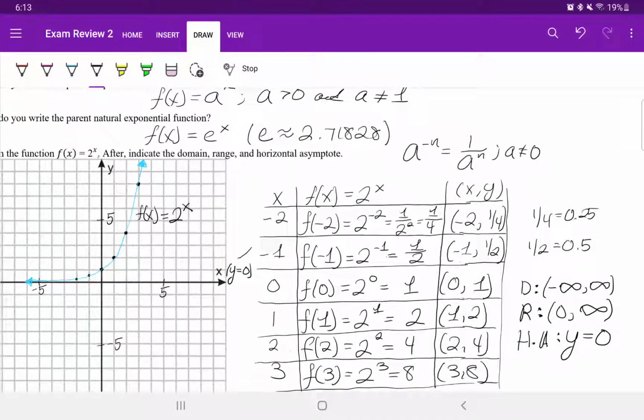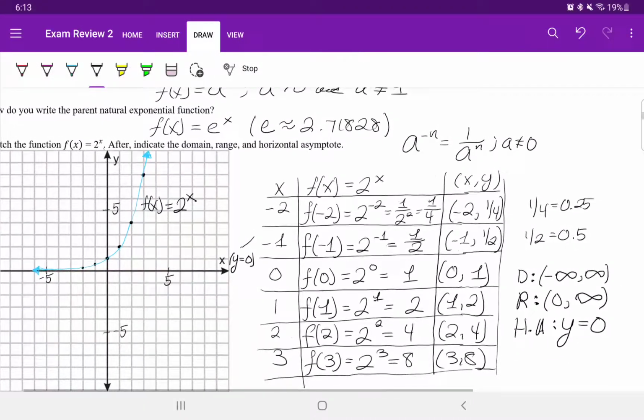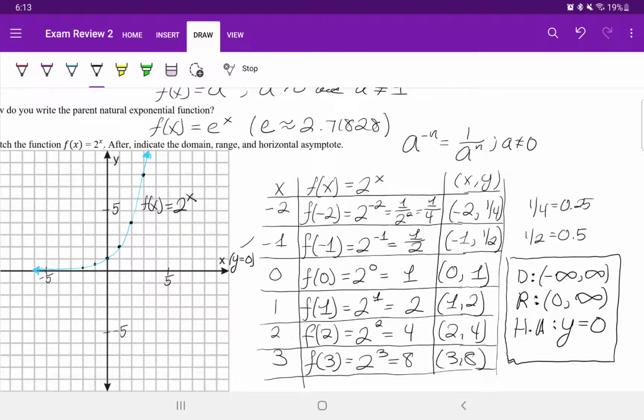So that is how we focus on the basic exponential function, f of x equals 2 to the power of x. I'm going to end this video the way it is. And then in the next video, we're going to be applying some reflections and transformations, such as shifting to an exponential function.